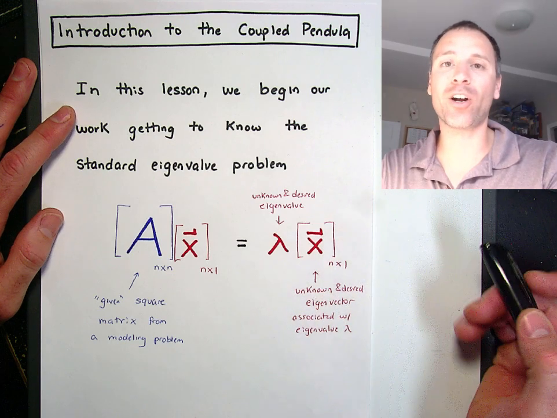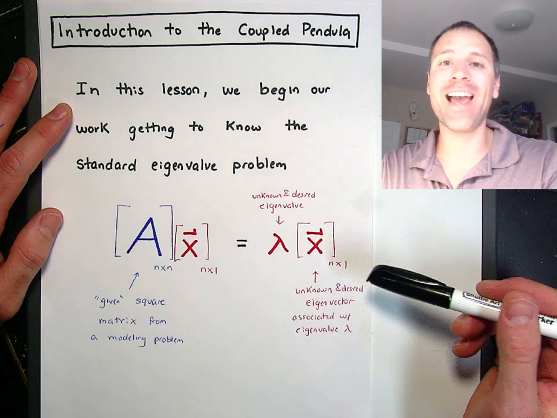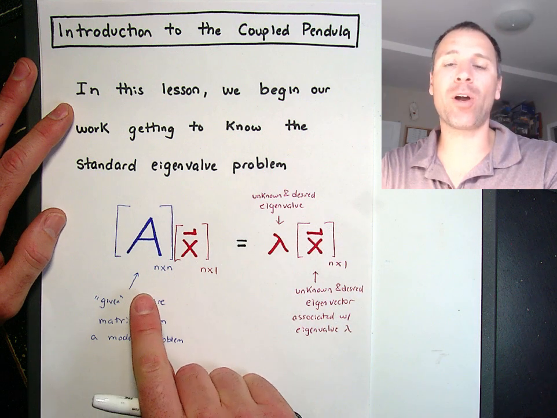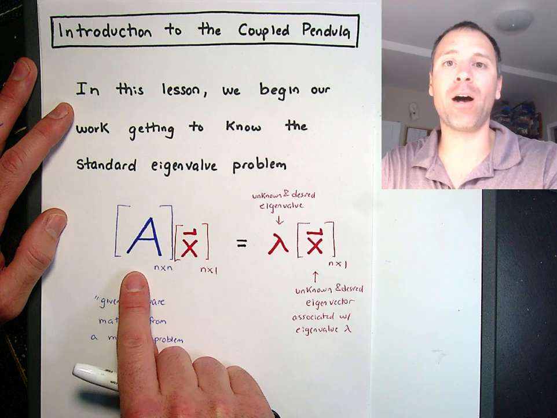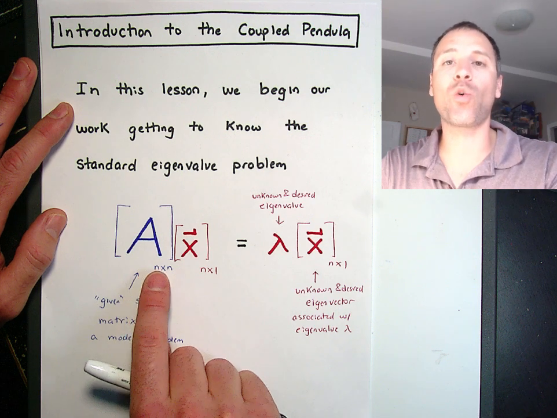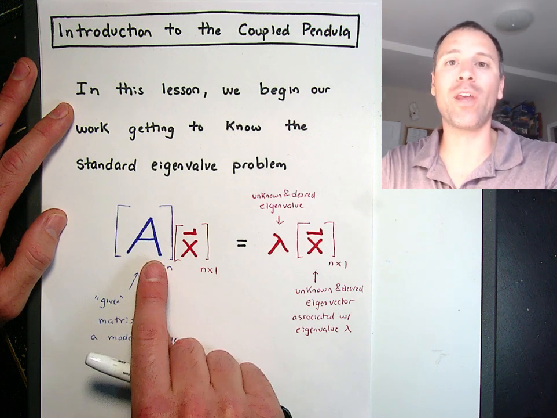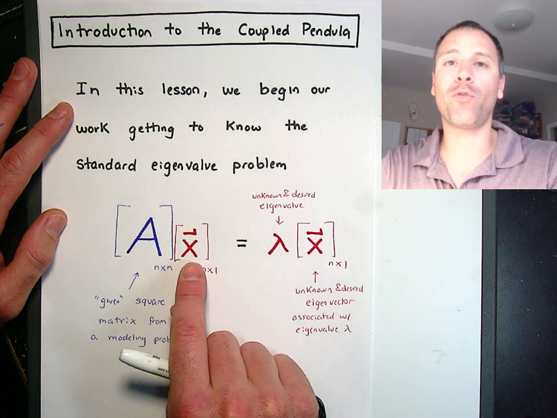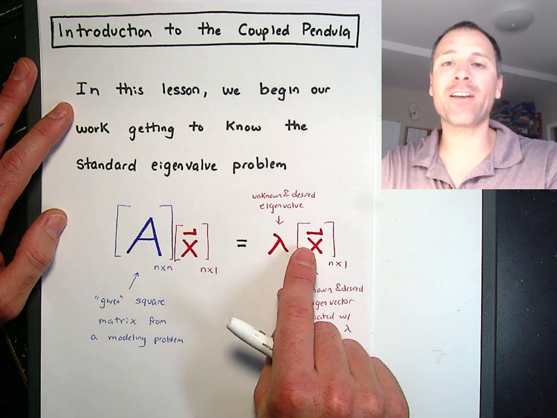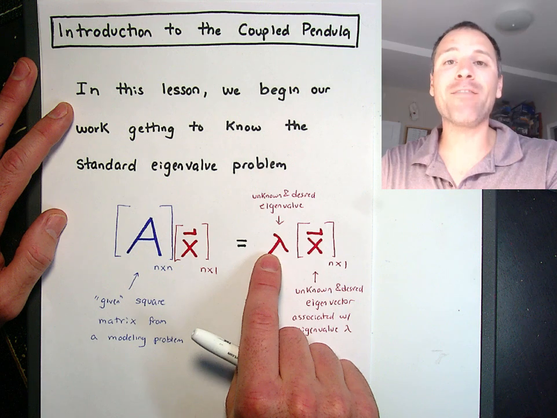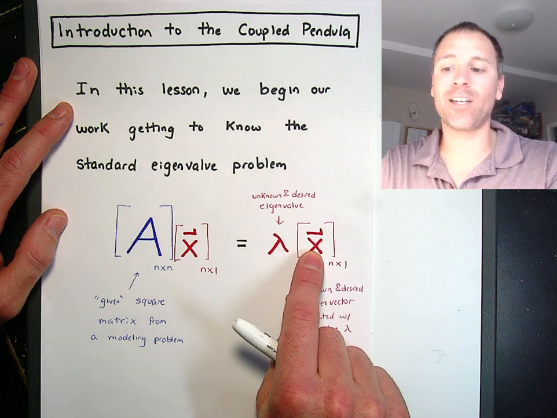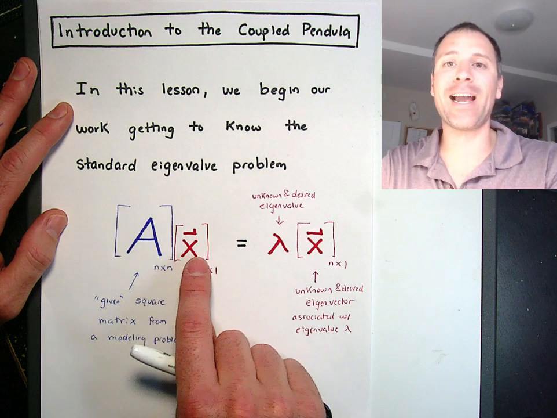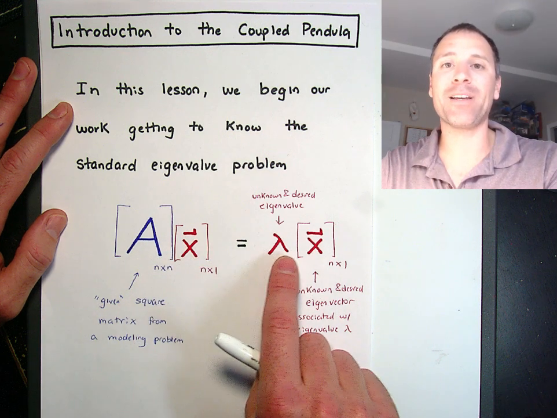We are continuing our conversation about the standard eigenvalue problem, in which we start with a given matrix coming from a modeling context. This is a square n by n matrix called A. And then we search for scalar vector pairs, eigenvalues lambda, and eigenvectors x, such that when I multiply A by x, I get lambda times x.